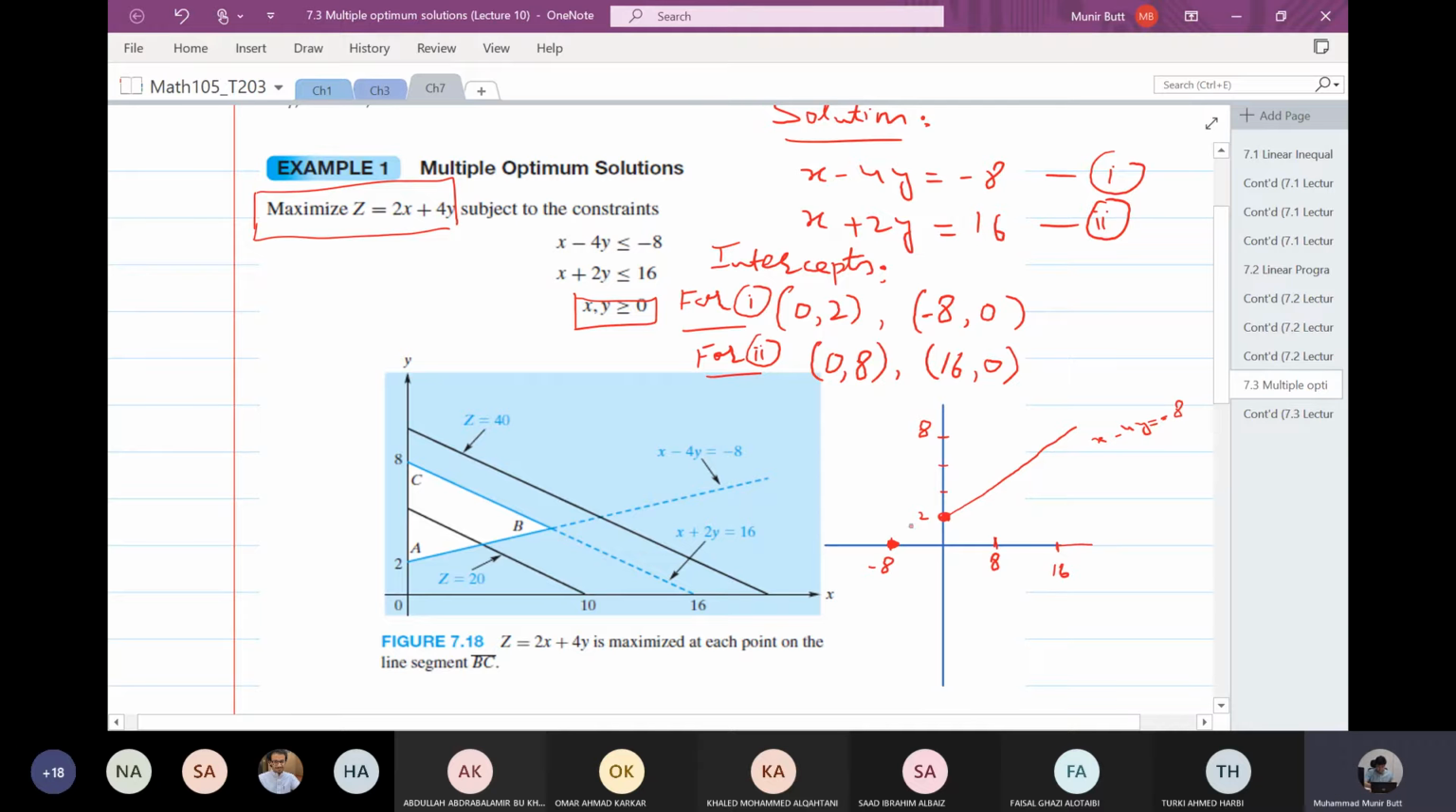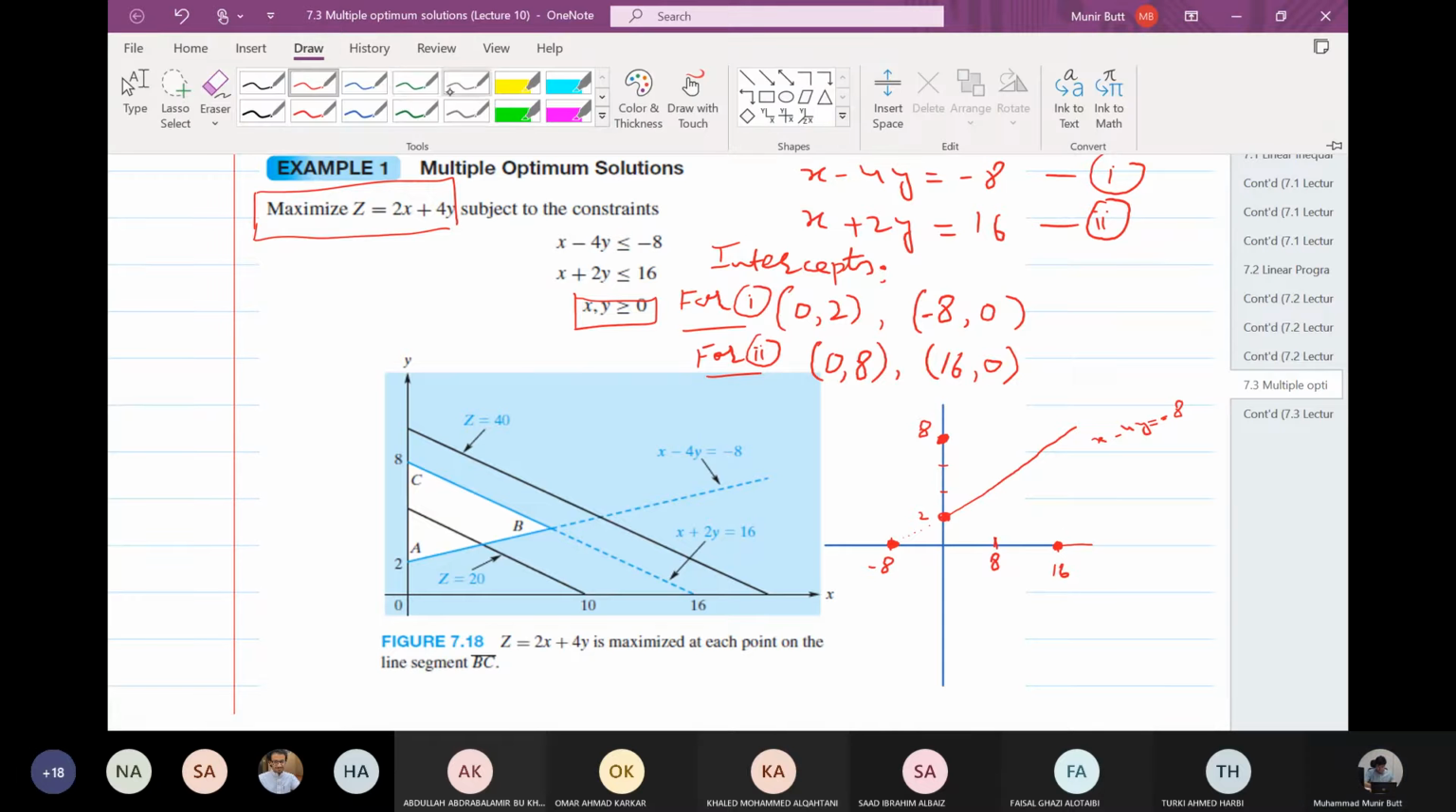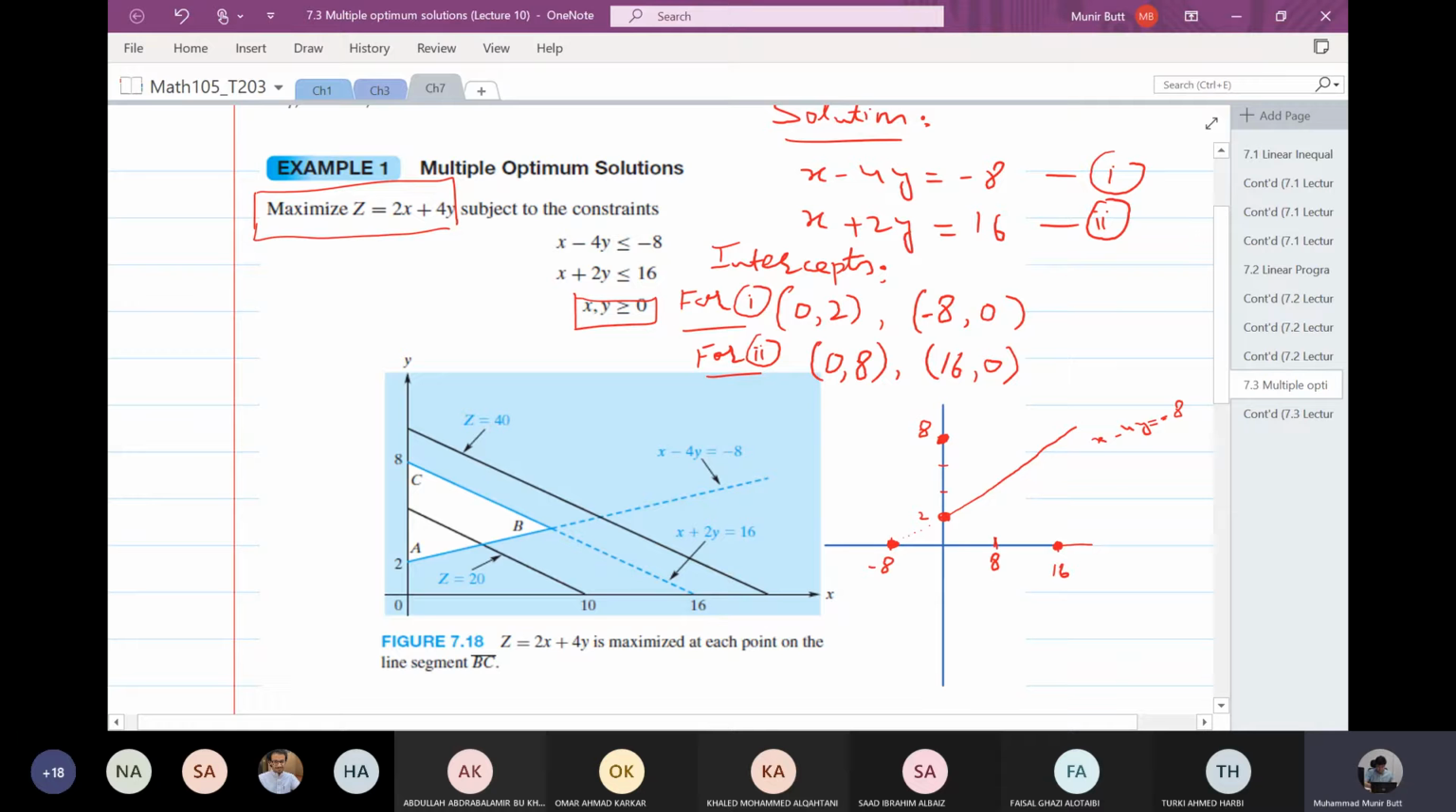And now we draw the other line. We cannot draw this line because this is not in the first quadrant. Okay, what about the other line? 0 and 8. Okay, x is 0 and y is 8. So this point, and 16 and 0. x is 16 and y is 0. Now we join this line, so we have to be careful.